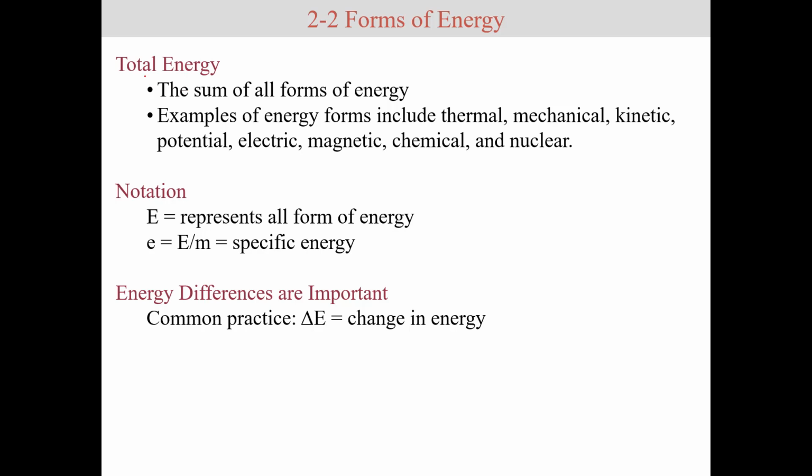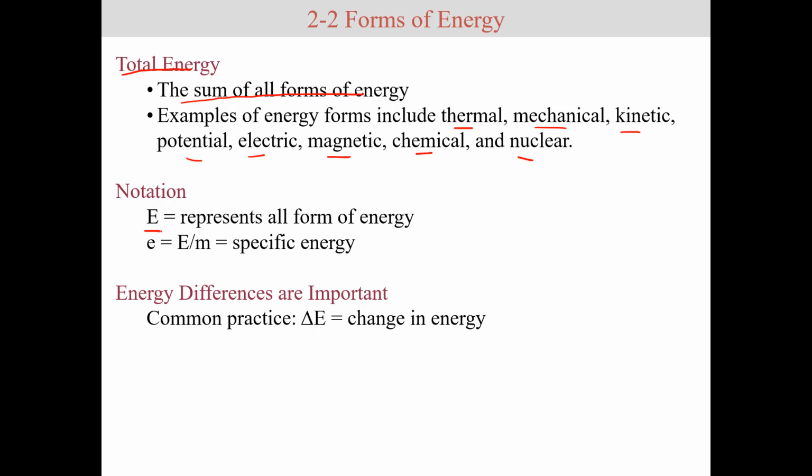So let's first look at how to define what total energy is, the total energy of a system. The total energy is the sum of all forms of energy. That includes thermal, mechanical, kinetic, potential, electric, magnetic, chemical, and nuclear. Now, we're not going to be covering all these different forms, but we are going to be looking at quantifying how much energy a system possesses.